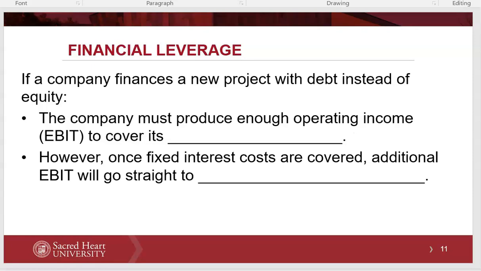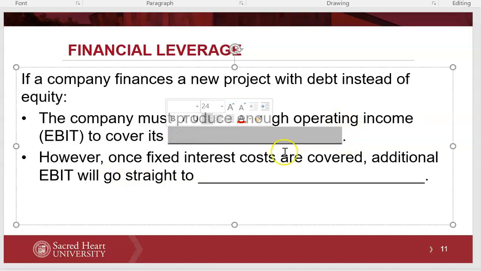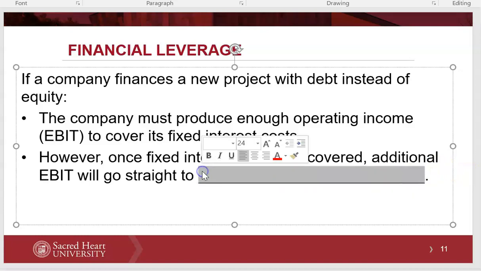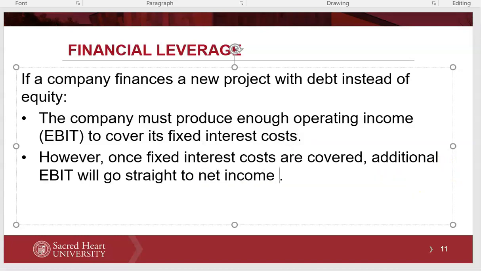If a company finances a new project with debt instead of equity, so the company is looking to expand operations, go into a new market, and it needs to finance that, and it's trying to consider, do I want to finance this with debt or by issuing more stock? The company must produce enough operating income, also known as EBIT, earnings before interest and taxes, to cover its, as we said before, fixed interest costs. However, once those fixed interest costs are covered, any additional operating income, or EBIT, will go straight to net income and therefore earnings per share.